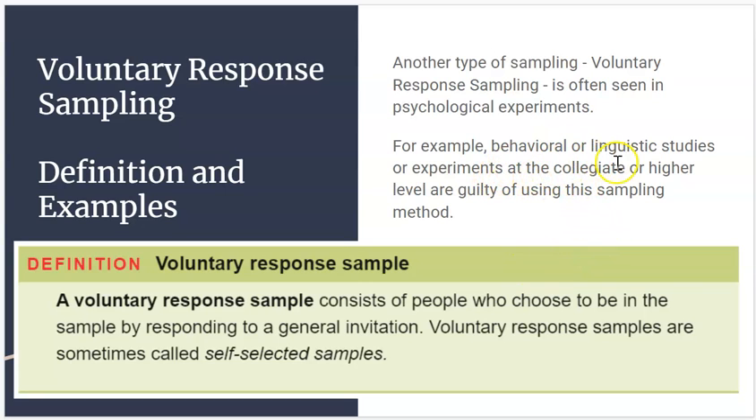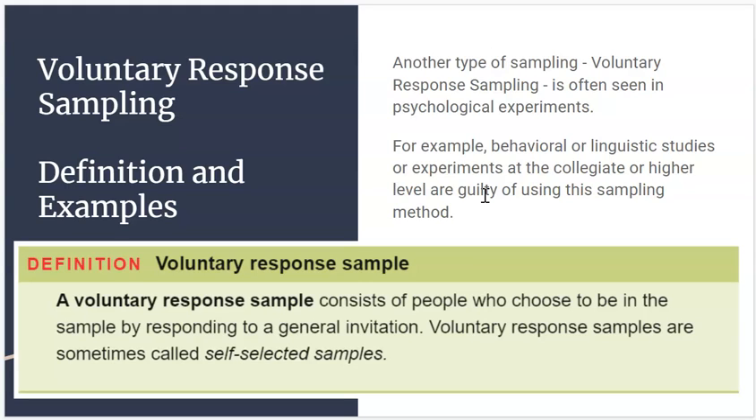I'll talk a little bit later about how studies at the collegiate or higher level are guilty of this method, but how they offset the bias. Although, just like with any study, there is some bias, of course. You can't really get rid of it at all. But this is another method that is a little weak to sampling bias.